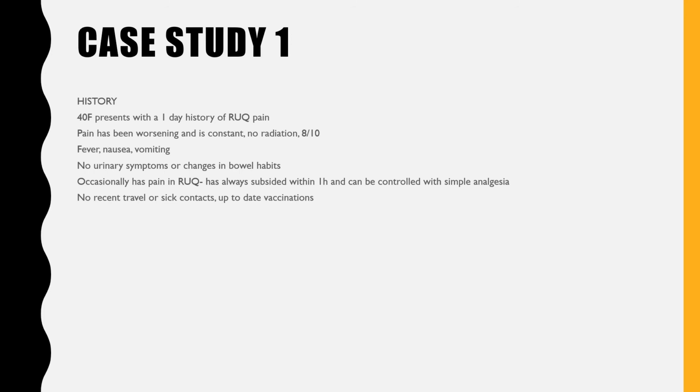So this first patient is a 40-year-old female who presented with a 1-day history of right upper quadrant pain. She describes that the pain has been worsening and is constant, doesn't radiate anywhere, but currently it's an 8 out of 10. Some of the other symptoms she's had have been fever, nausea and vomiting. There hasn't been any blood or bile staining of her vomit. She doesn't have any urinary symptoms or changes in bowel habits.